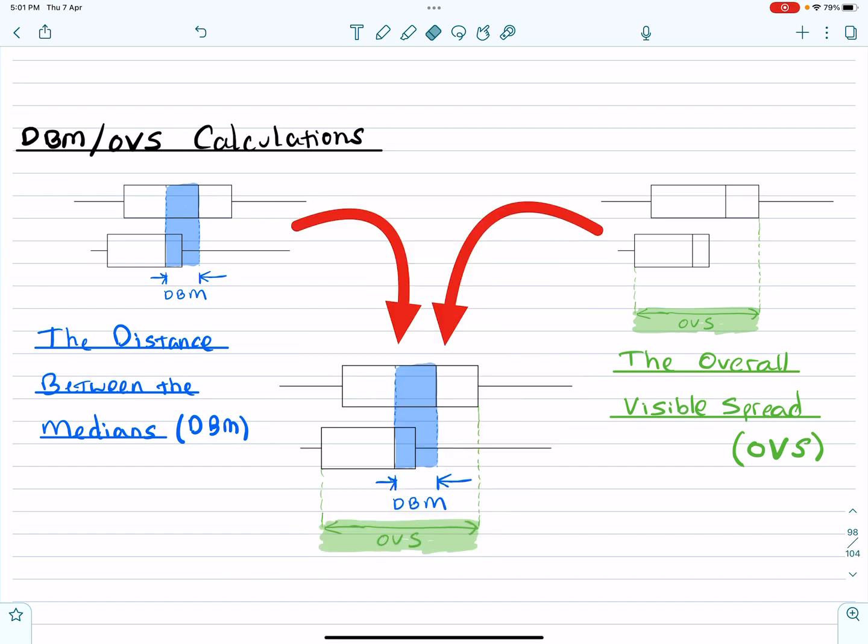What we do is combine both those things together. We involve the distance between the medians and the overall visible spread in a calculation. We're trying to work out what percentage this is of that, and depending on how big that percentage is, we can decide if we're going to make the call or not.